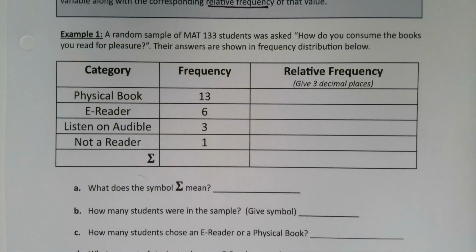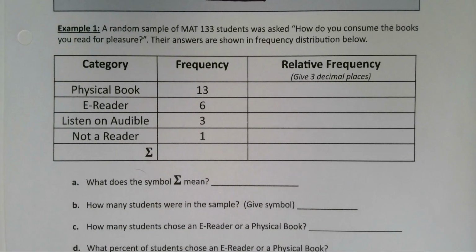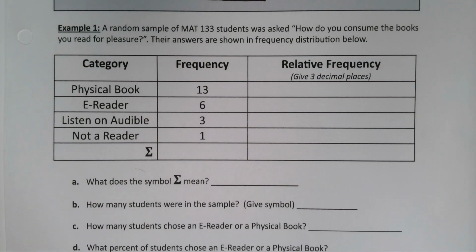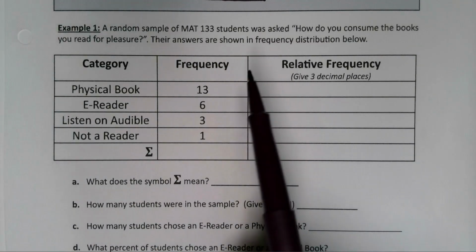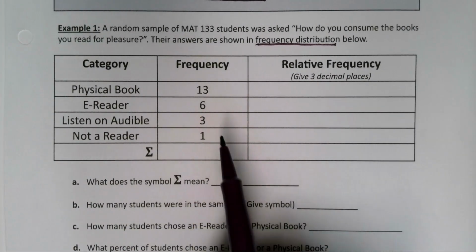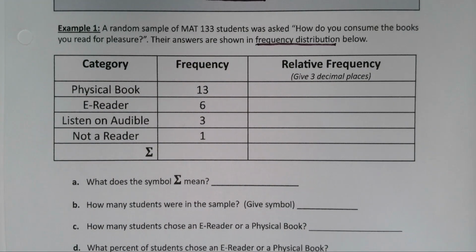This is a survey that I gave to Math 133 students, a small class of Math 133 students, and they were asked, how do you consume the books you read for pleasure? And their answers are shown in the frequency distribution below. Now, it's a frequency distribution because it has the categories and their corresponding frequencies.